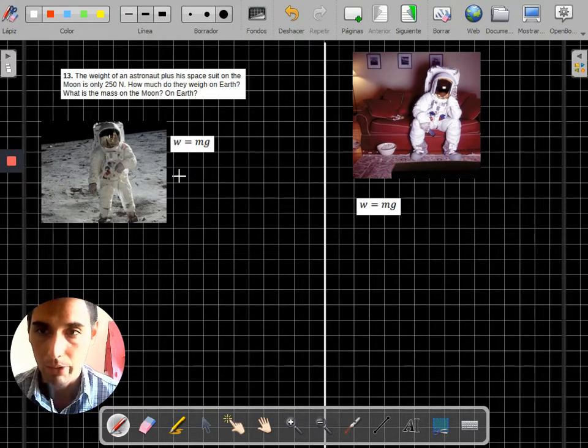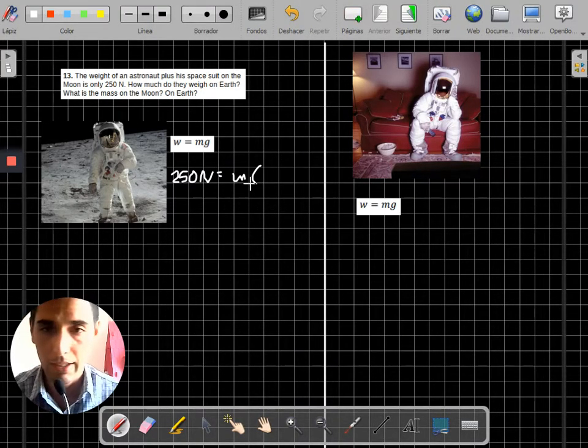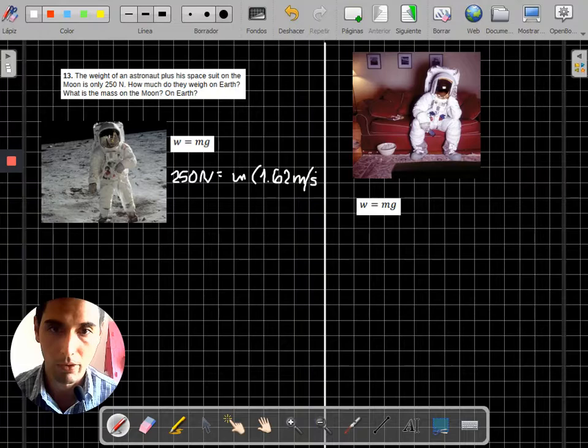So the weight of the astronaut is 250 newtons, equals the mass that we don't know times the gravity. Here we don't have the value of the gravity, but you can Google that, and it's very easy to find. It's actually 1.62 meters per square second. As I told you, this data is not provided by the exercise. Nevertheless, you can Google the answer.